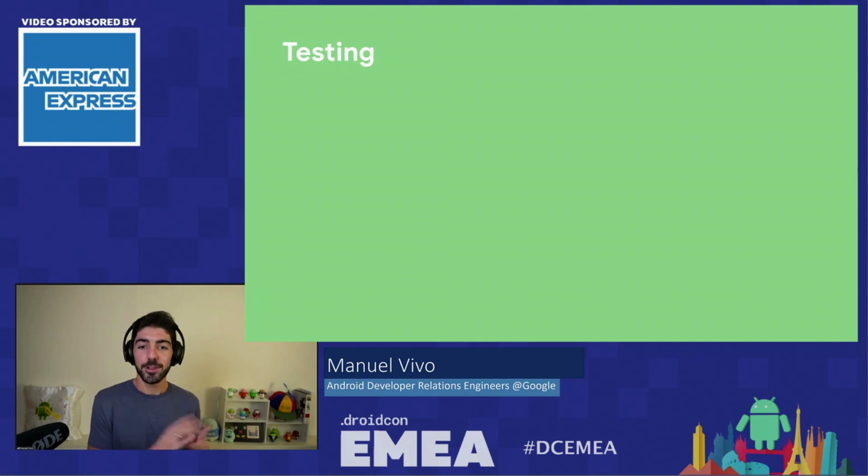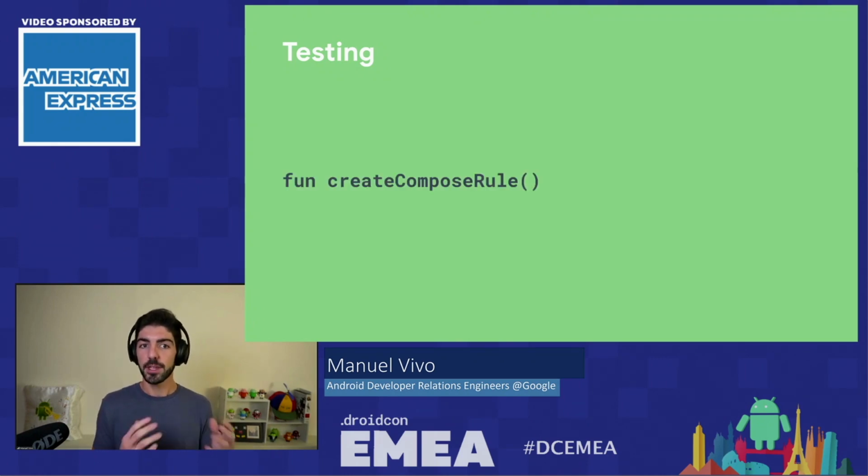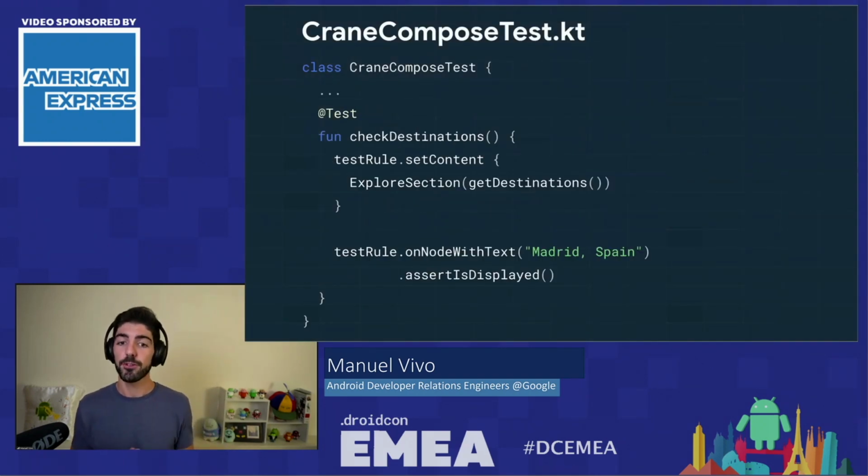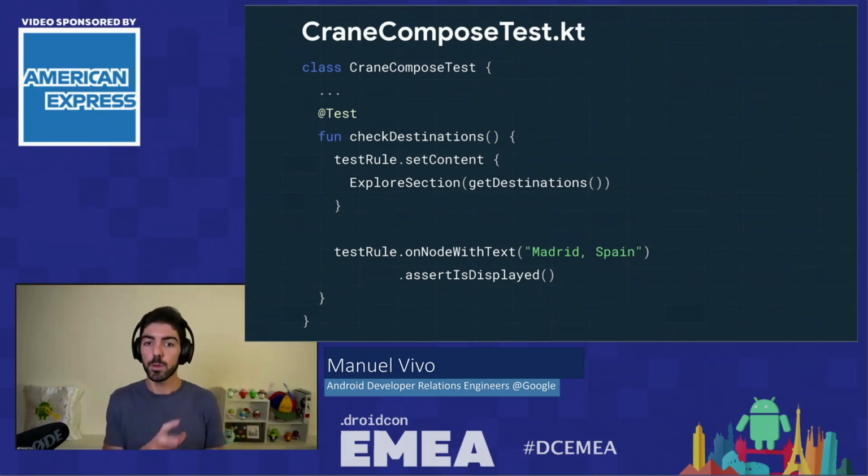And now I'd like to talk a little bit about testing. If you missed the Compose testing talk given by Jose yesterday, I fully recommend watching that as well. I'm going to go quickly through this because it's pretty much what Jose said. So we have this rule, the create compose rule, to test our compose code. And so we use it in this way. And now we use set content for that composable that we want to test. And in this case, we can use Compose testing APIs to check that Madrid was displayed on the screen. We can assert that.